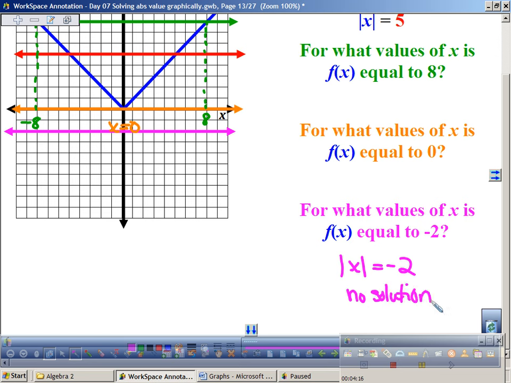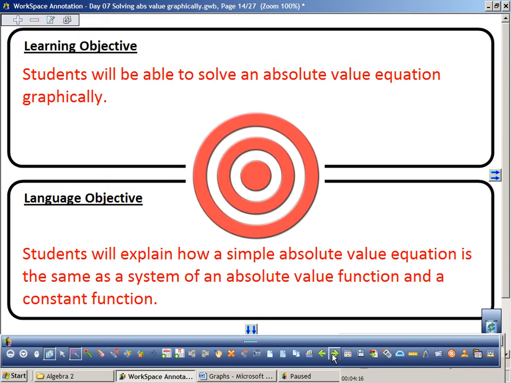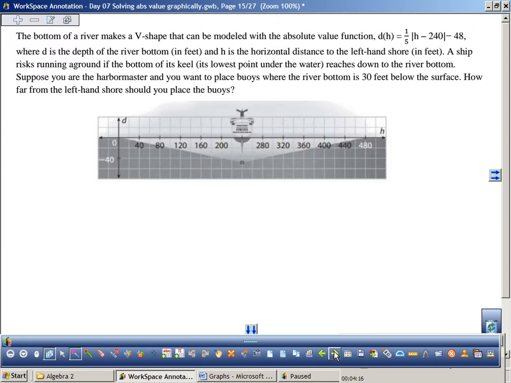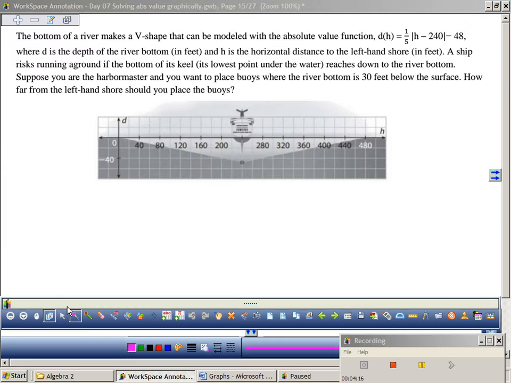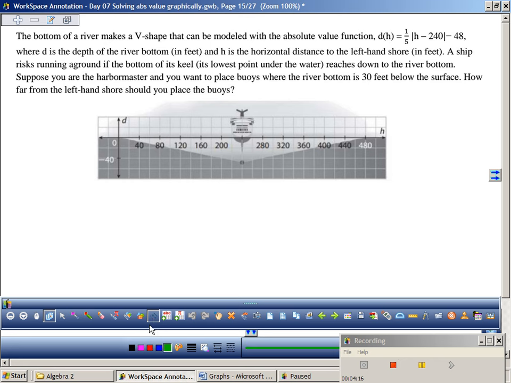But if that doesn't make sense to you, you should see that there's no time that the parent graph is interacting with that line. That's why there's no solution. There's a visual representation of that. Because it just doesn't touch. So let me play with this a little bit with you. Okay. This is what we're doing today. To be able to solve absolute equations graphically. All right, here is a story problem.